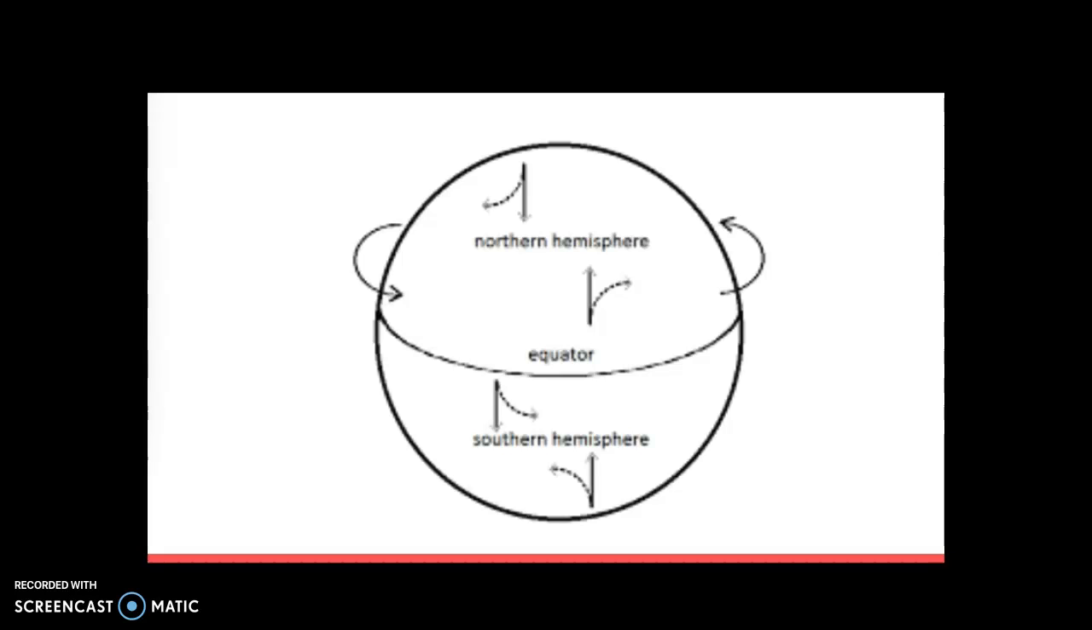In the southern hemisphere, it will be clockwise. In the northern hemisphere, it will be counterclockwise in low pressure zones. In high pressure zones in the north, the wind will go clockwise, and in the southern hemisphere, in a high pressure zone, it will go counterclockwise.